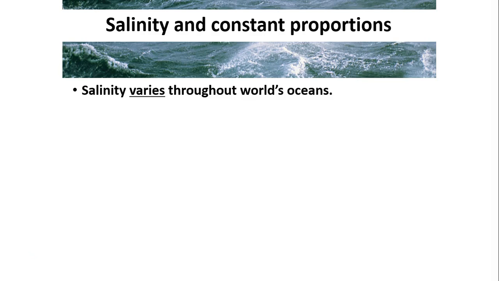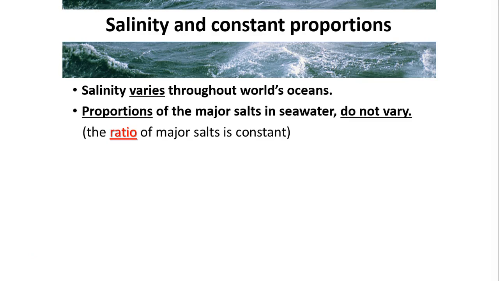Salinity varies throughout our world's oceans. If you go from the Atlantic Ocean to the Mediterranean, you're going to find that the salinity of the water is different. But the proportions of the major salts in the seawater don't vary. It's the ratio of major salts that stays constant regardless of what ocean you're in.